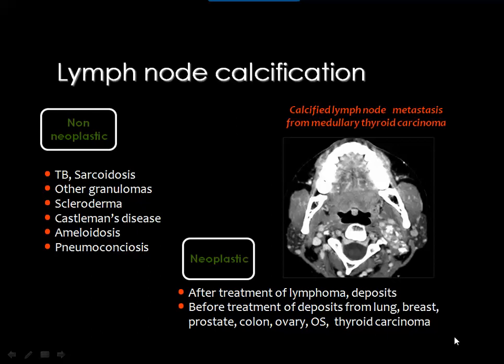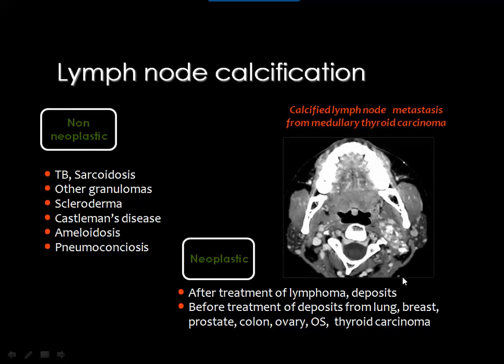Usually we used to look at the calcified nodes as if they are post-inflammatory, but you should remember that some of the neoplastic nodes may contain calcium. The most common inflammatory lesions which show nodal calcification are TB and sarcoid, but pneumoconiosis may show calcified lymph nodes, as well as amyloid, scleroderma, granulomas other than TB and sarcoid, and also Castleman disease.